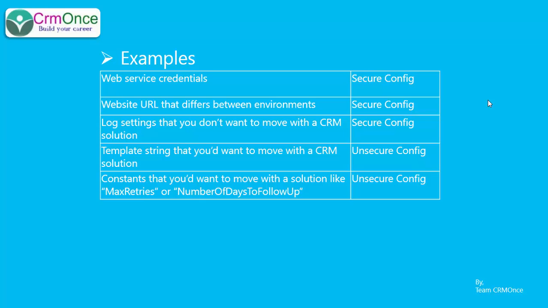Any log settings that you want to move, so anything that you're tracking and keep it that way, use unsecure. Simple templates like strings, like I said, you can use this. Any constants like maximum number of tries, or number of days to follow up. There are some samples that I'm putting here. Okay, so hope this gives you a better understanding of when to go for secure and unsecure configuration.